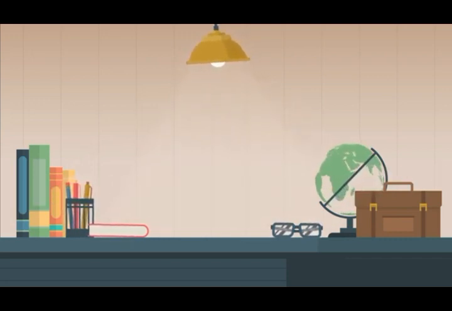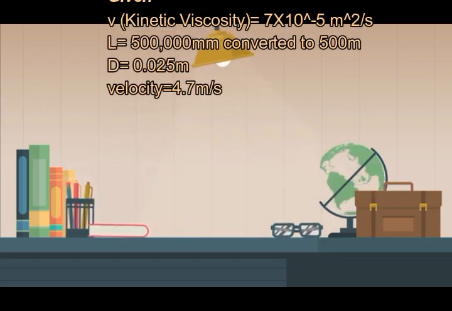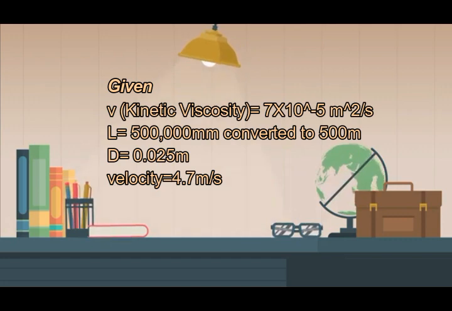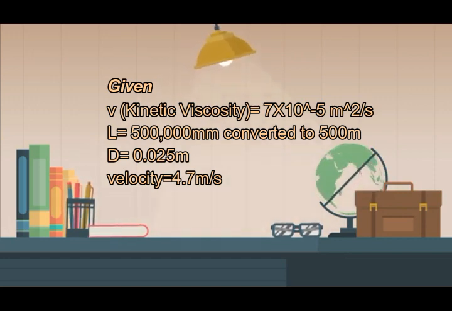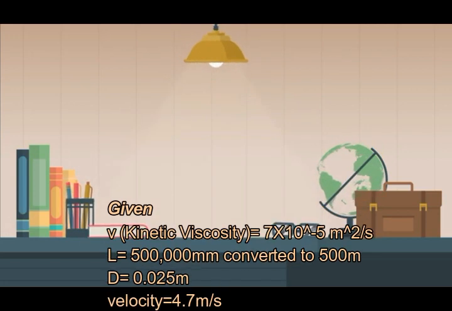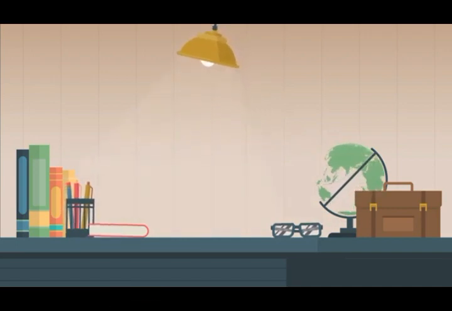Now the givens are viscosity, which is equal to 7 times 10 raised to negative 5 square meter per second, the length of 500,000 millimeter converted to 500 meters, and diameter equal to 25 millimeter converted to 0.025 meters, and also our velocity, which is 4.7 meter per second. What we need to find is the head loss required.